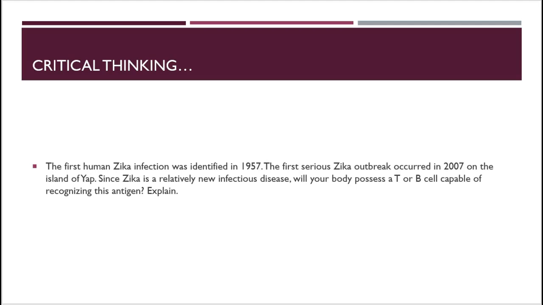So think about what we've discussed as far as variability and the presence of these receptors on B and T cells and how they recognize antigen. Form your response, and then you can find the answer on the next slide.